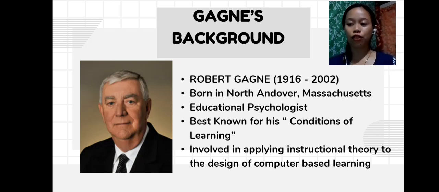Gagne's background: this is Robert Gagne, 1916 to 2002, born in North Andover, Massachusetts. He is an educational psychologist best known for his conditions of learning, involved in applying an instructional theory to the design of computer-based learning.